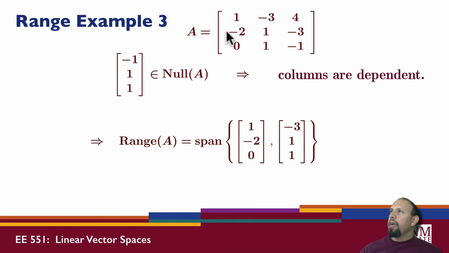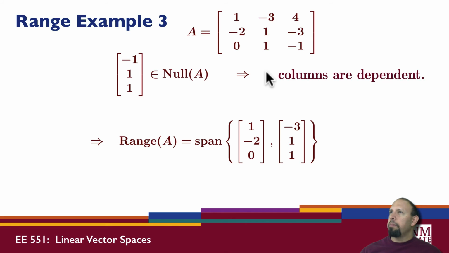If I actually go through and compute the null space of this matrix, and we'll talk about null space next time, I get this vector is in the null space. What that means is that the columns are dependent. For an n by n matrix, in this case 3 by 3, to have a non-zero element in the null space means the columns are dependent. What this is saying is, if I take -1 times this column, plus 1 times this column, plus 1 times this column, I will get 0. Or another way of saying it is, if I add these two columns together and then subtract this column, I will get 0.